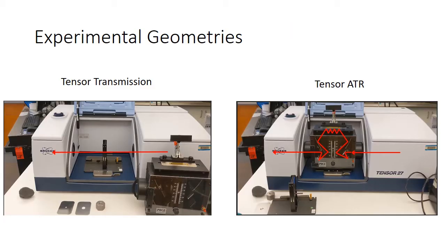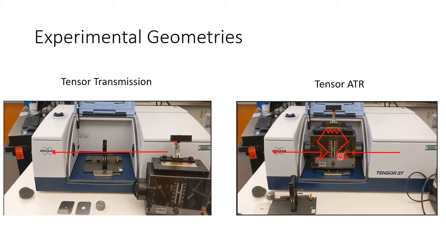In the tensor, the very most basic experiment you can do is a transmission experiment. In that case, you put your sample in the middle of the sample compartment. The infrared light comes from the right, travels through your sample and onto the detector. So just as I showed you in the very beginning, you'd run one scan where you had a blank in place, and you'd run a second scan where your sample was in place, and the instrument would calculate transmission or absorption for you.